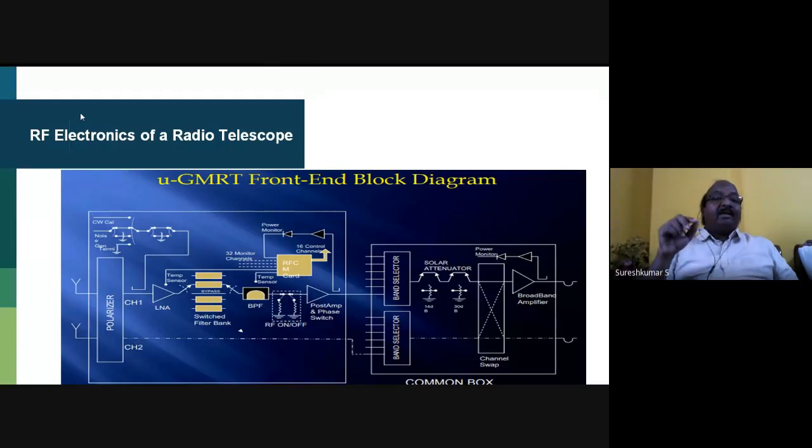And then before the LNA, there is a directional coupler above channel one. You can see it in the image. It is used to inject a calibrated noise source. Suppose there is no astronomy signal available to test your system, you can fire a noise signal, which is placed along with the system, and feed it into the receiver and check your system.